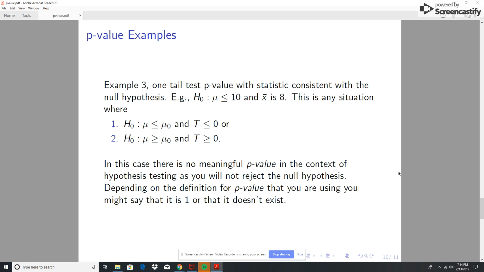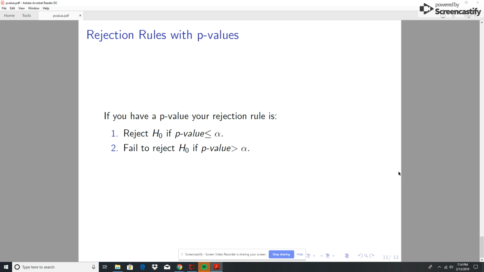So what is the rule for rejecting the hypothesis when using a p-value? It's pretty straightforward. If the p-value is less than or equal to alpha, your significance level, then you're going to reject. If your p-value is larger than alpha, the level of significance, then you're going to fail to reject the null hypothesis. It's that straightforward, just comparing those two numbers.